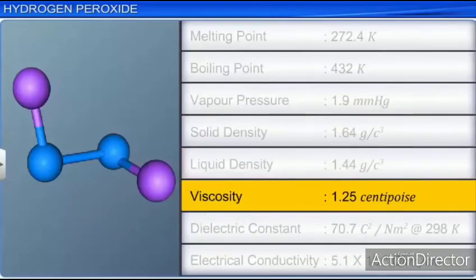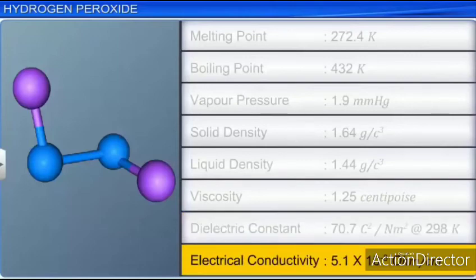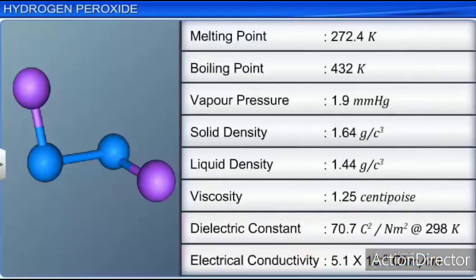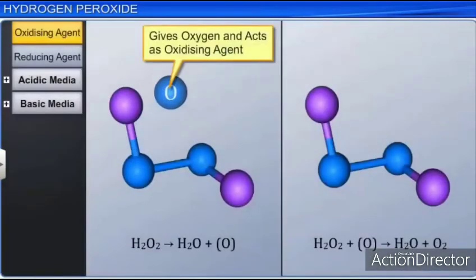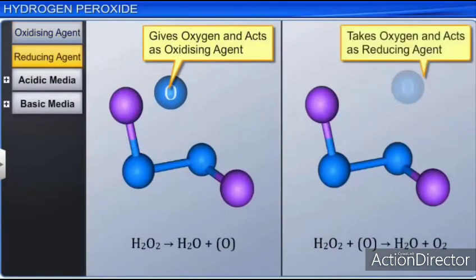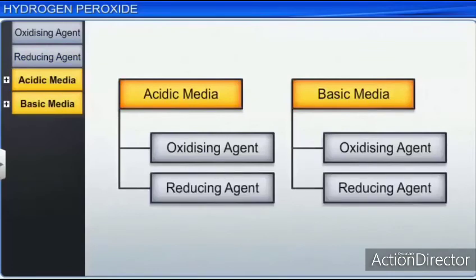Its dielectric constant at 298 Kelvin is 70.7 Coulomb square per Newton meter square. And electrical conductivity is 5.1 into 10 raised to minus 8 ohm per centimeter. Chemically, it acts as an oxidizing as well as a reducing agent in both acidic and basic media. So, let's now look at the reactions that take place in acidic media.